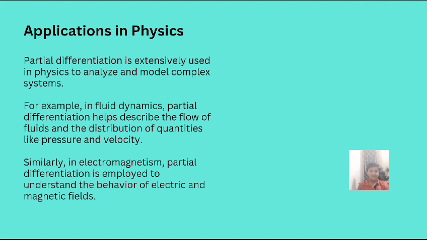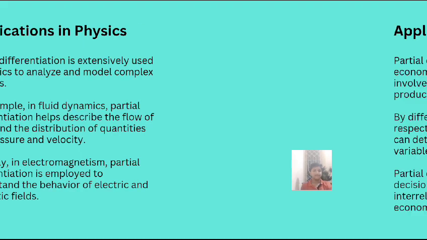Applications of partial differentiation in physics. Partial differentiation is extensively used in physics to analyze and model complex systems. For example, in fluid dynamics, partial differentiation helps describe the flow of fluids and the distribution of quantities like pressure and velocity. Similarly, in electromagnetism, partial differentiation is employed to understand the behavior of electric and magnetic fields.